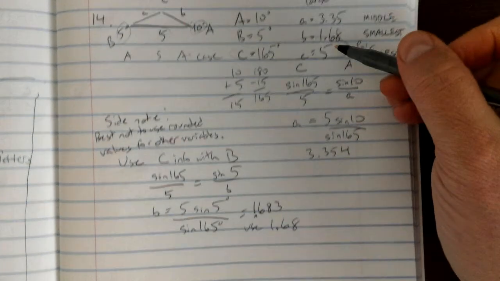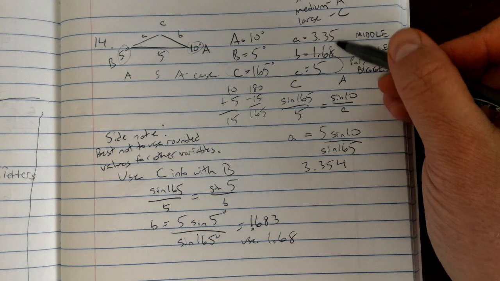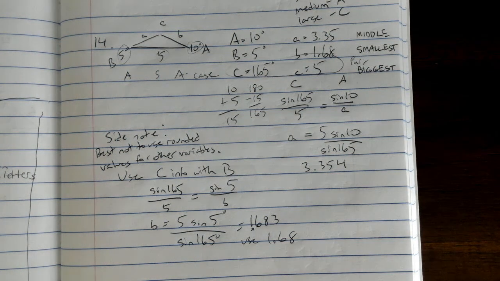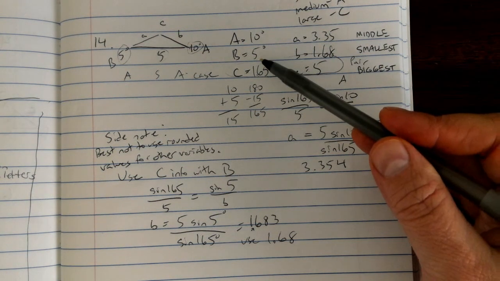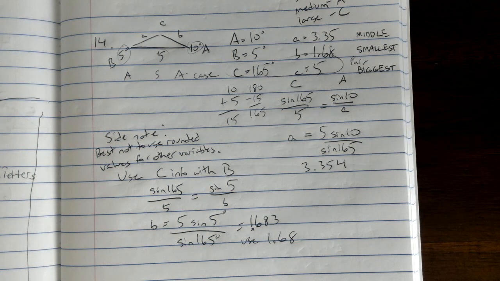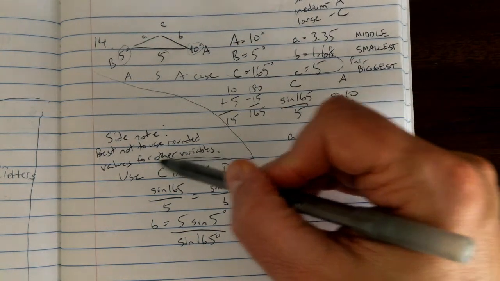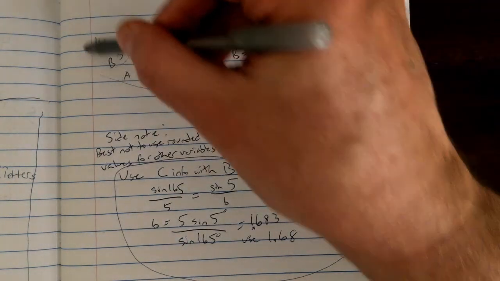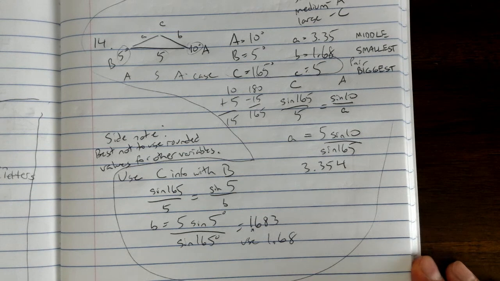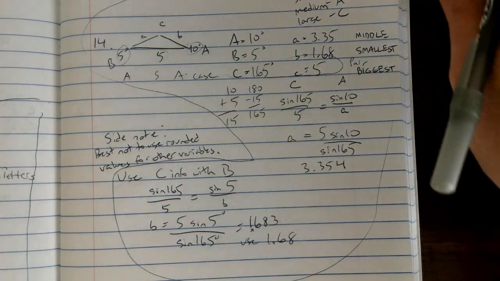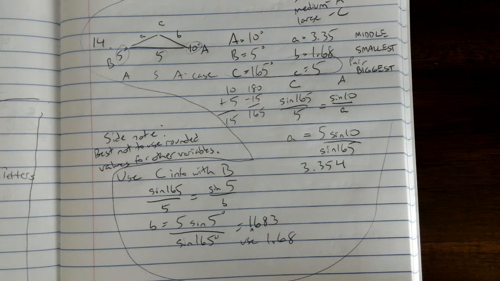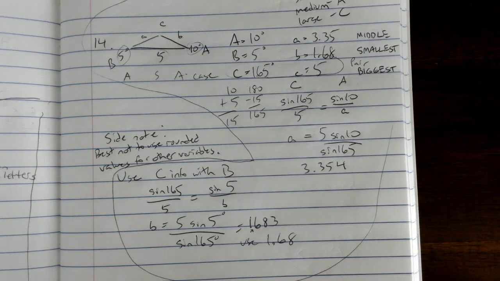Because we did get a smaller number for B than for A, because your 5 degrees was smaller than your 10 degrees. Okay, so again, this is the part that you need to write. Okay, now we skip 16 and go to number 18.